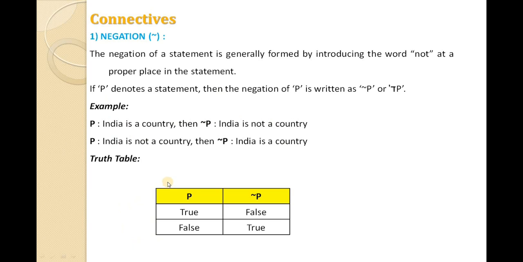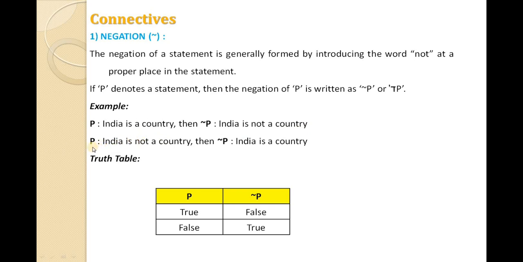The first connective is negation, that is denoted by the symbol, and we read it as negation. The negation of a statement is generally formed by introducing the word not at a proper place in a statement. If P denotes a statement, then the negation of P is written as not P. These are the two symbols. For example, if P is the statement India is a country, then not P will be India is not a country. That is the negation of the statement.